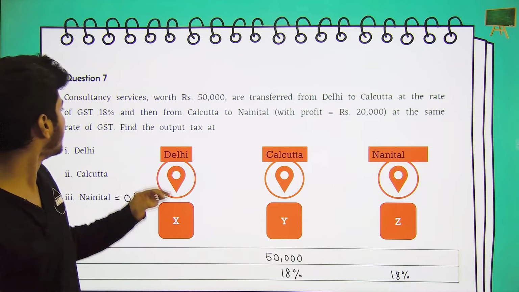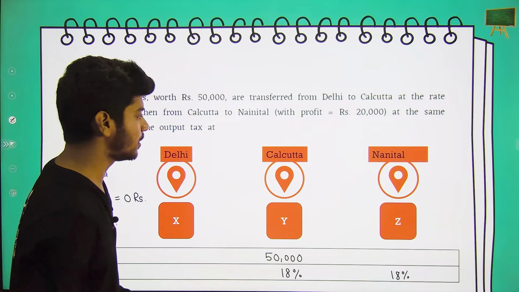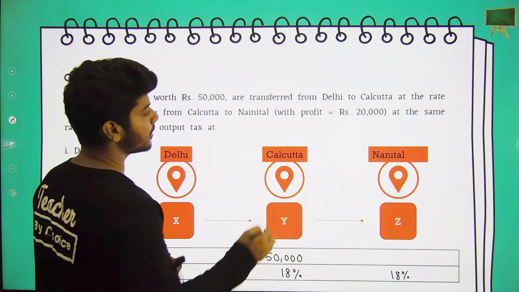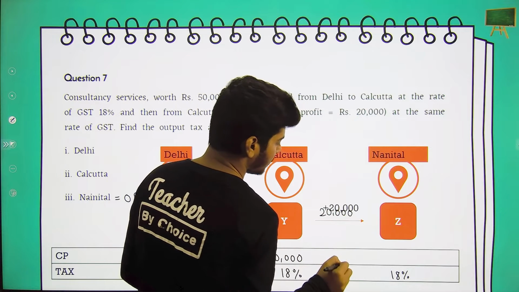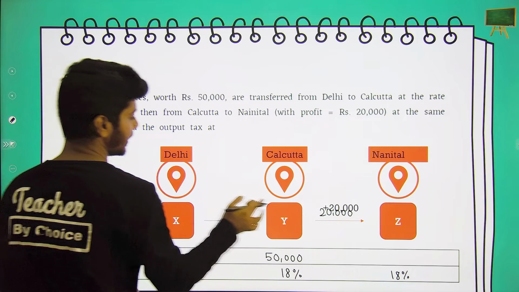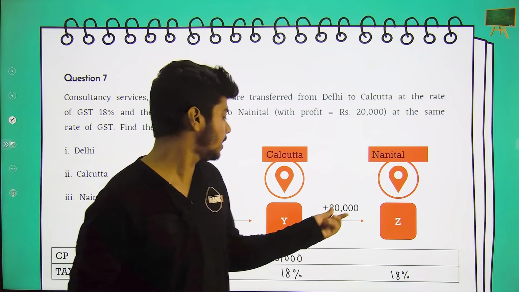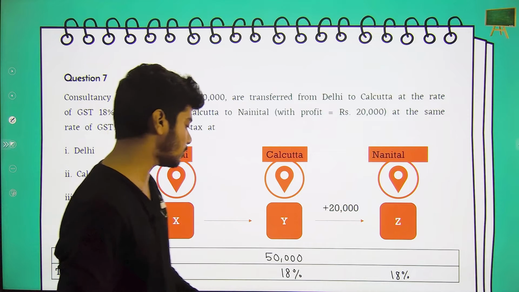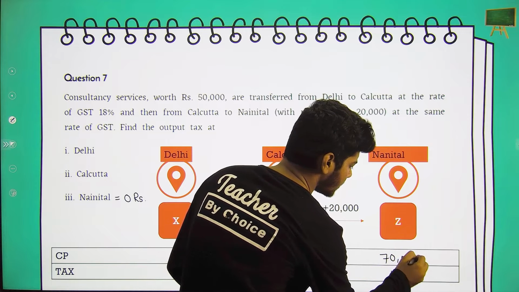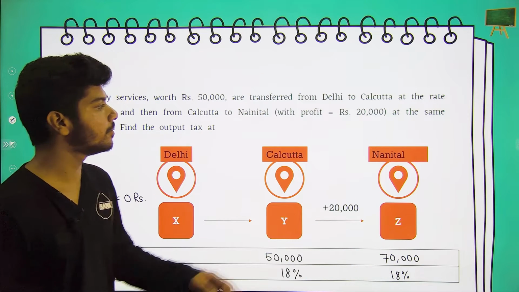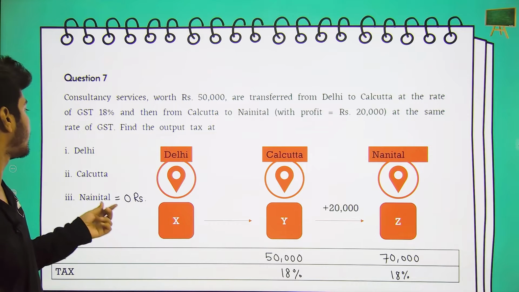Now from Calcutta to Nainital with a profit of 20,000. So we'll write 20,000 over here. Already written, no need to write it again. Now what we will do, 50,000 plus 20,000, we'll write it 70,000 over here. See, this is the common step for each and every sum. 20,000 at the same rate of GST. Find the output tax at Delhi.